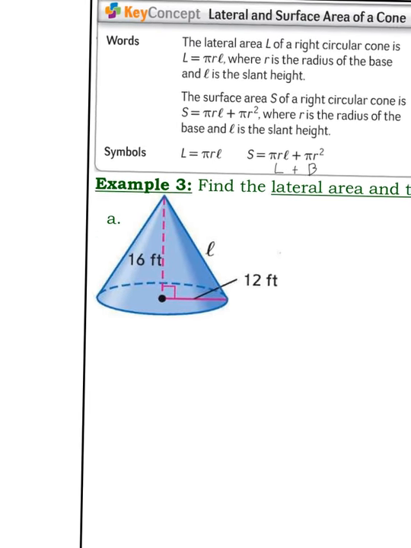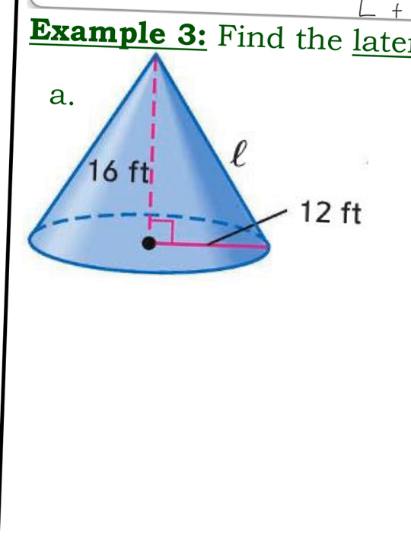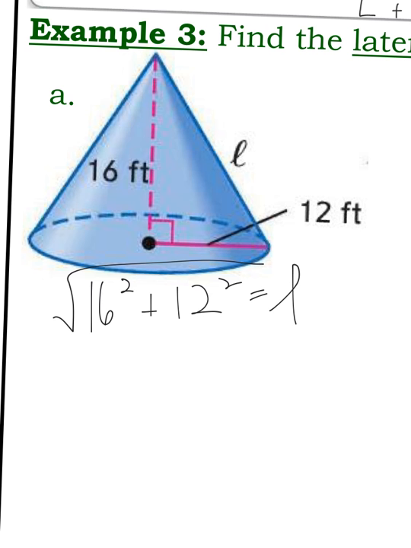So let's see here. I don't know my lateral area on this, or my slant height. So I'm going to do the Pythagorean Theorem again. I'm going to do 16 squared plus 12 squared. And since the slant height's the hypotenuse, you add them together, then square root it. So go ahead and type that into your calculator. You're going to get 20, exactly 20. Okay, so I found my slant height.